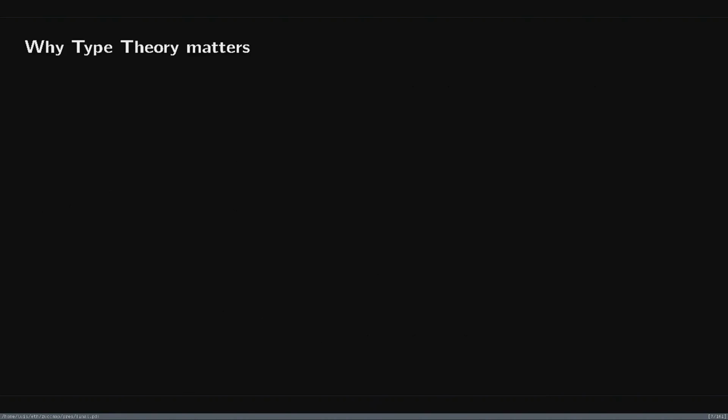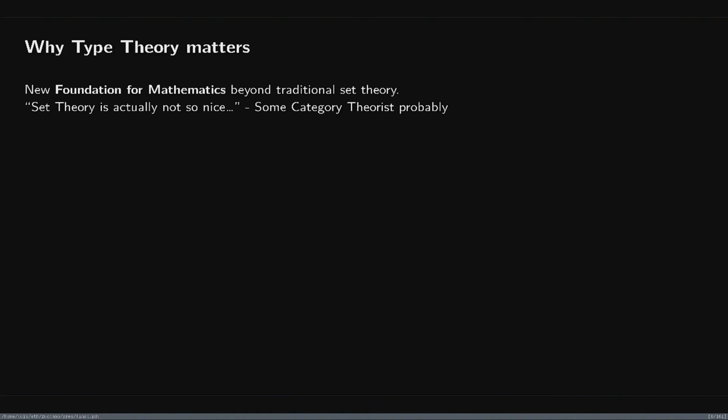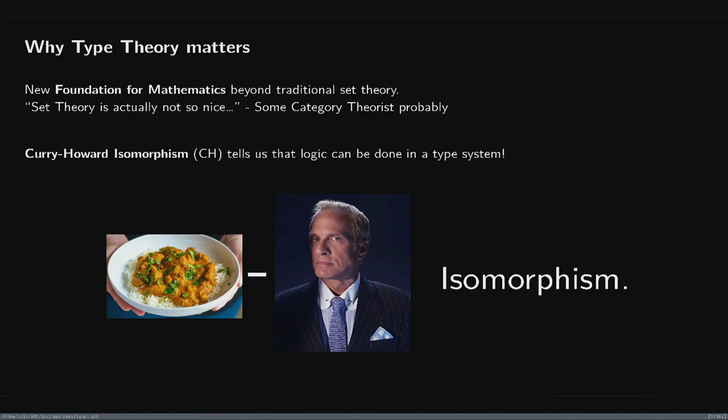Why does type theory matter? Well, type theory is basically a new foundation for mathematics. It is different from set theory and is more foundational than set theory. Set theory isn't so nice because you can have inhomogeneous conglomerates of mathematical objects, and category theorists don't really like this. Instead, in type theory, everything are homogeneous sets of the same type. Well, it's not really sets.